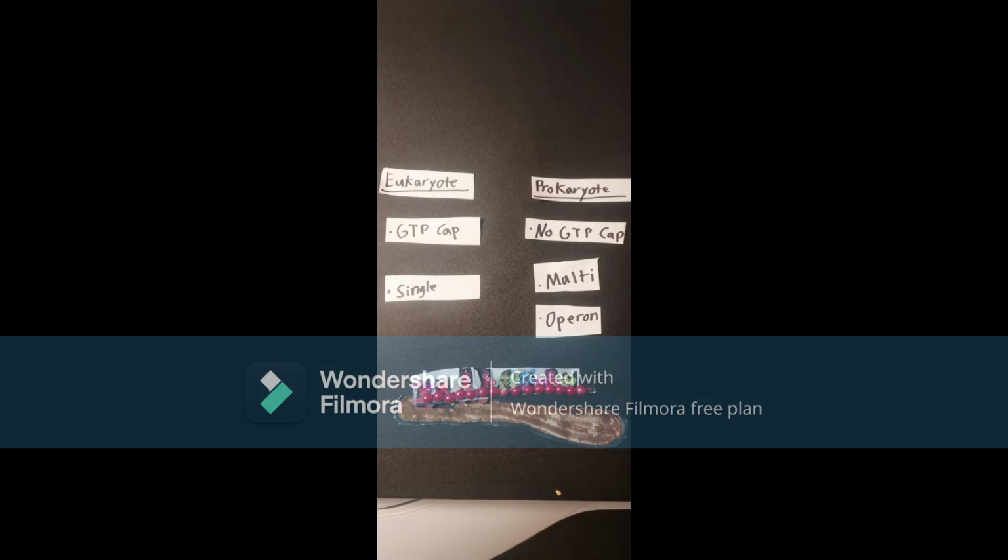RNA translation differs between eukaryotes and prokaryotes. In eukaryotes, the initiation complex will form at the GTP cap and scan along the mRNA strand until it reaches the first AUG start codon. Due to this process, each mRNA codes for a single polypeptide.